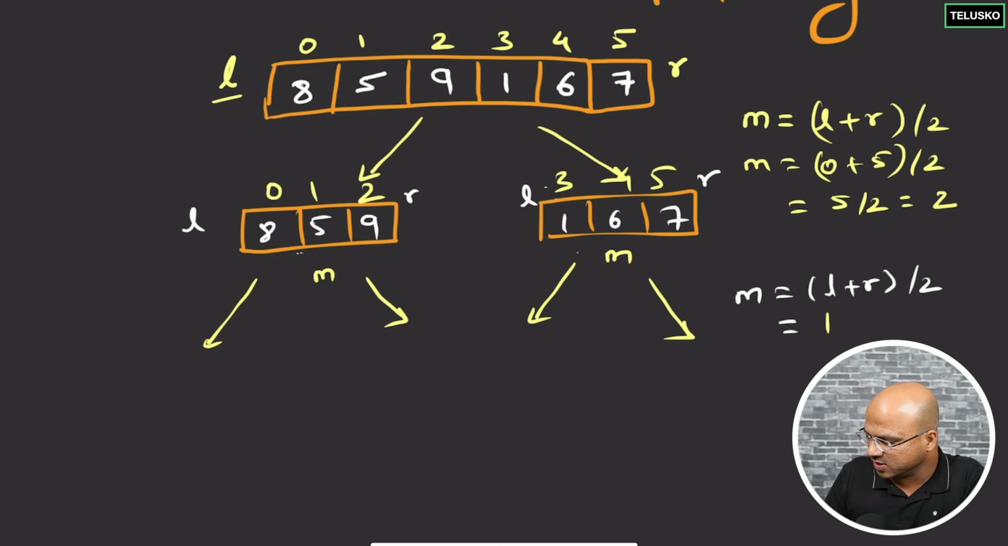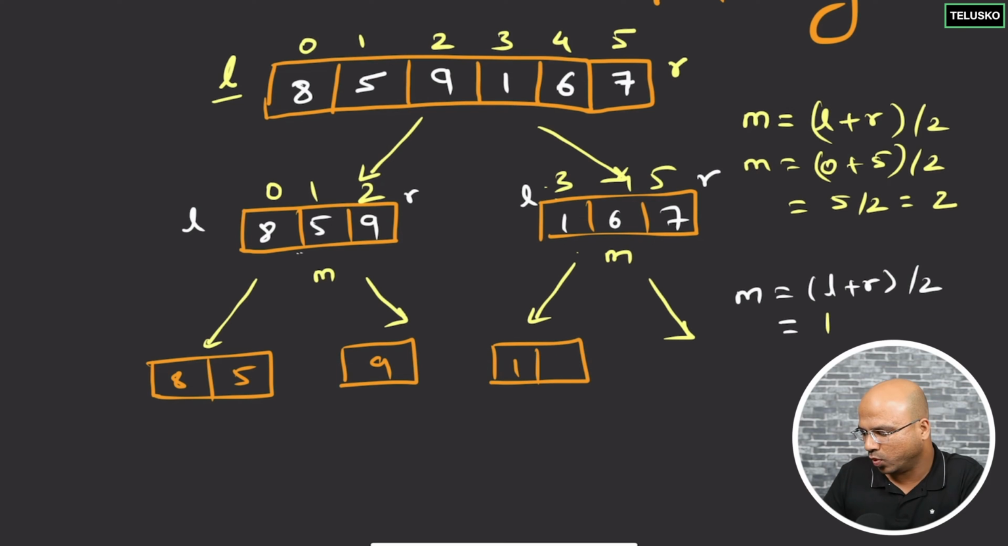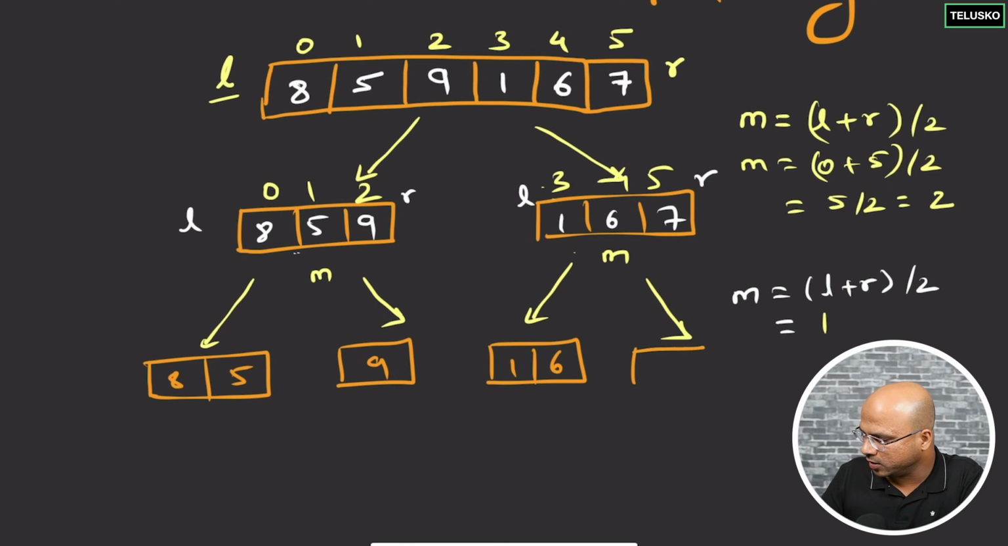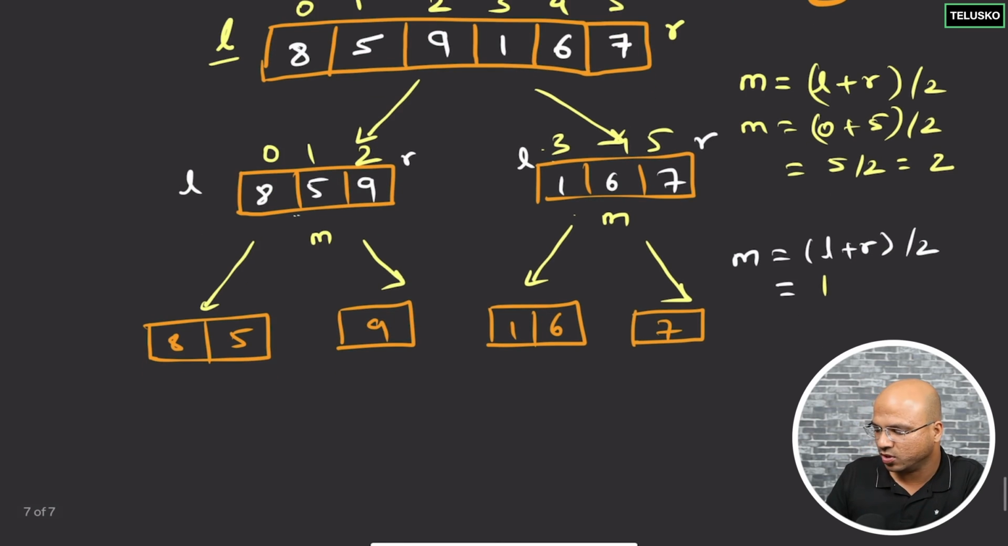We can say the first section will have 2 values, which is 8 and 5. The second section will have a value which is 9. Here the first section, since we only have one value, 9, we got 9. But let's say here we got 1 and 6, and here we got 7. So basically that's how you divide. Again, the job is not done. So you have to go till the end.